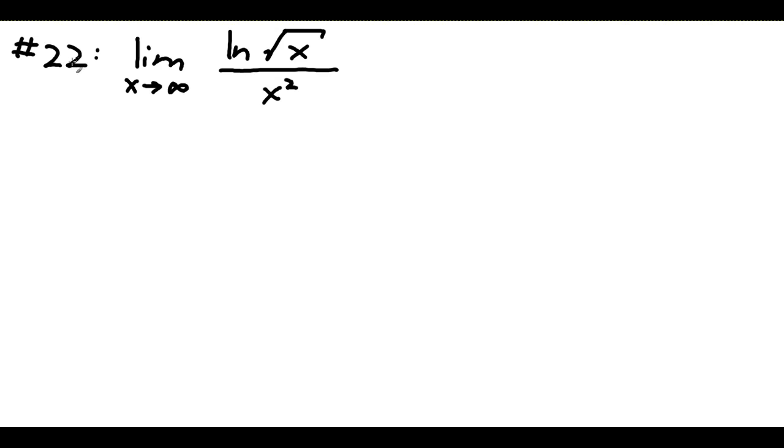Now with that in mind, number 22. Without this natural log, we would just want to simplify this and work things out, but we do have a natural log and an x squared, which don't seem to go together very nicely. Let's figure out what's happening here. As x approaches infinity, the square root of x approaches infinity, so the natural log of that approaches infinity, and x squared is approaching infinity, so we have an infinity over infinity indeterminate form.